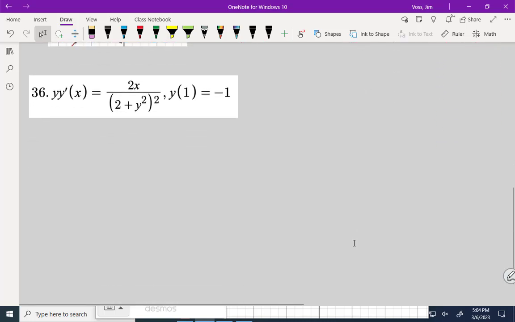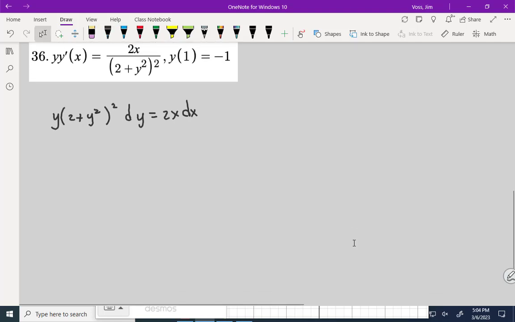Here's another one where we will not be able to find y. So let's separate our variables. So we're going to have y multiplied. So we've got that. The y's I'm multiplying over to the left from the bottom denominator on the right. And then we're going to integrate both sides.